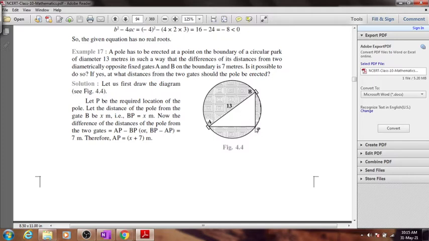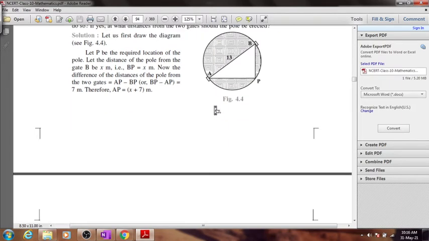Clear? So we'll assume that P is the point from where the pole is to be erected. And let BP be X, because the pole has to be erected out here like this. This will go up. Clear? So if you assume BP to be X, therefore AP will be how much? P is a point somewhere around here. BP is X, so AP will become X plus 7. Does everybody agree? The leftover AP.